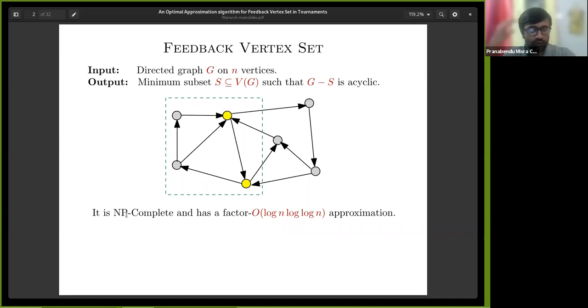So this is a very well-known problem, and it's known that it's NP complete. And so I think Paul Seymour gave a log n factor approximation for it roughly 20 years ago, and that is the best thing that we know about it, like the best known approximation algorithm for it.